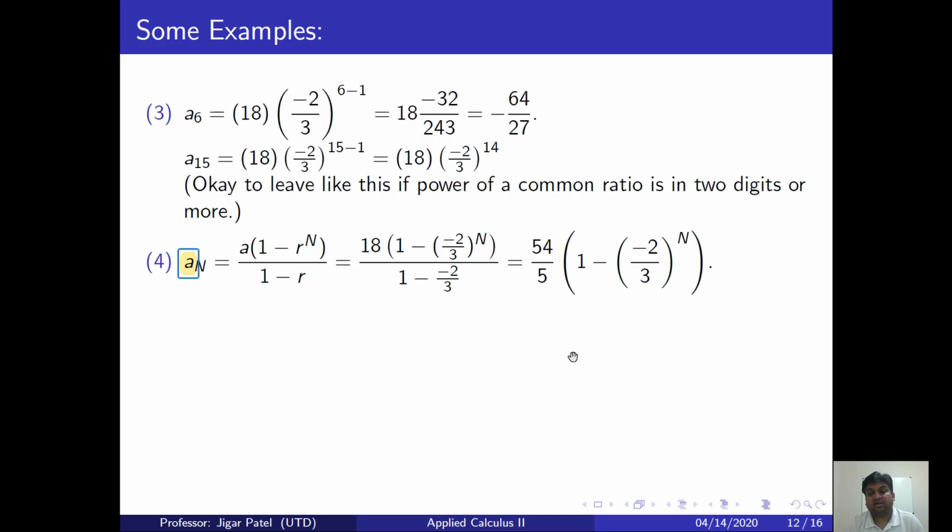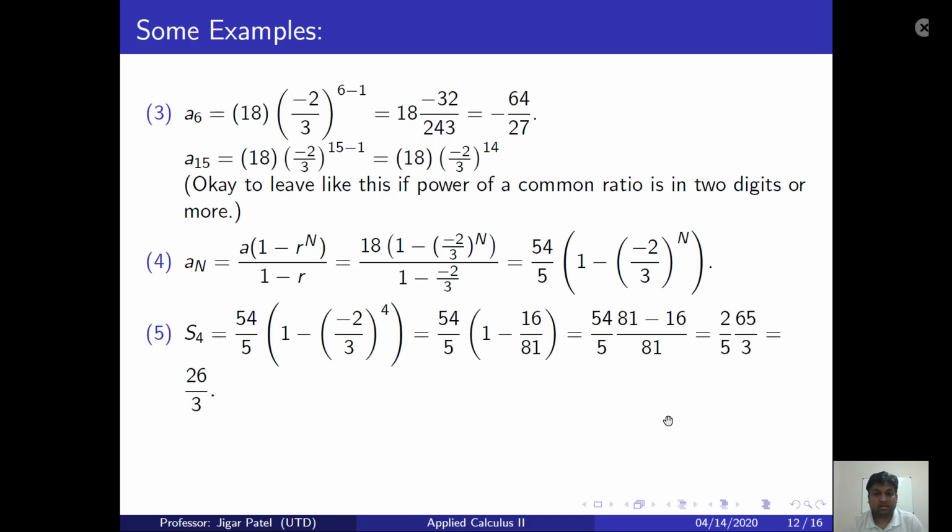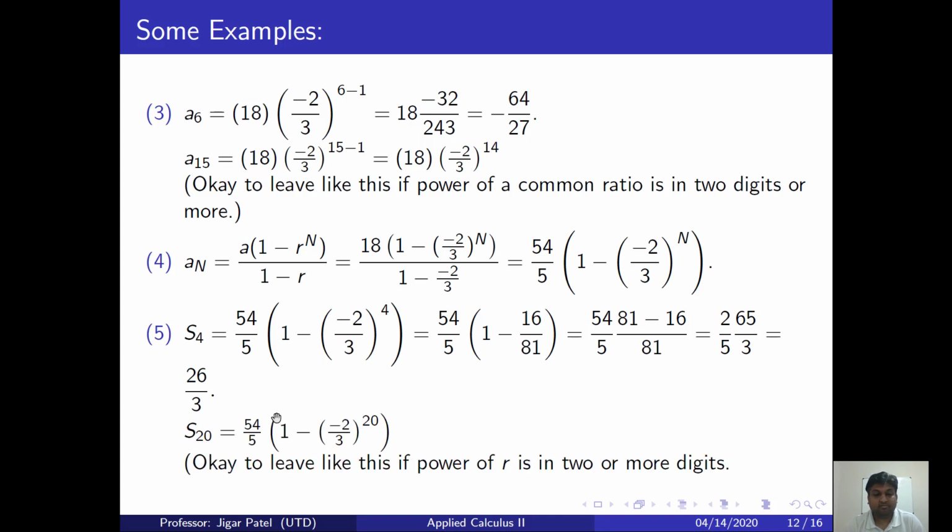Well, I can calculate the sum of 4 terms now. Plug n equal to 4. If you do that, you get 54 over 5 times 1 minus 16 over 81. Find the common denominator, simplify it further, you get 54 over 5 times 65 over 3. Cross out the repeating entries in the top and the bottom. The final result is 26 over 3. Likewise, you can calculate the 15th term and the sum of first 20 terms. Fairly easy to do.